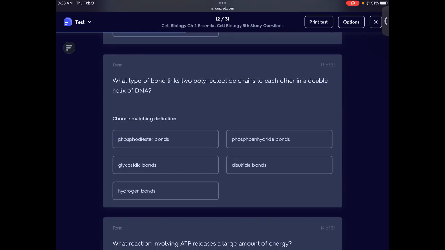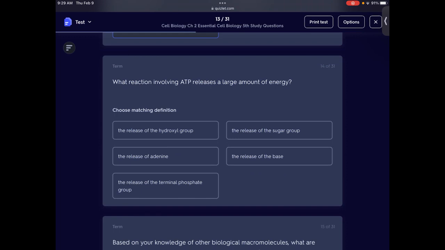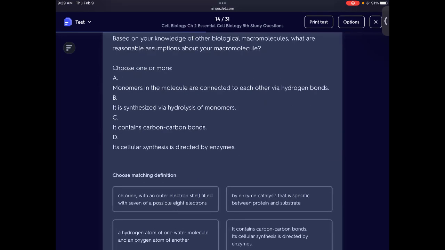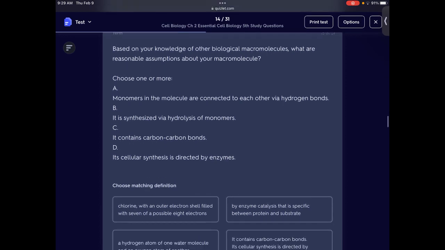What type of bond links two polynucleotide chains to each other in a double helix of DNA? The chains are linked by hydrogen bonds, but the backbone is phosphodiester, so let's pick the hydrogen bond. What reaction involving ATP releases a large amount of energy? It's the release of that terminal phosphate. There we go.